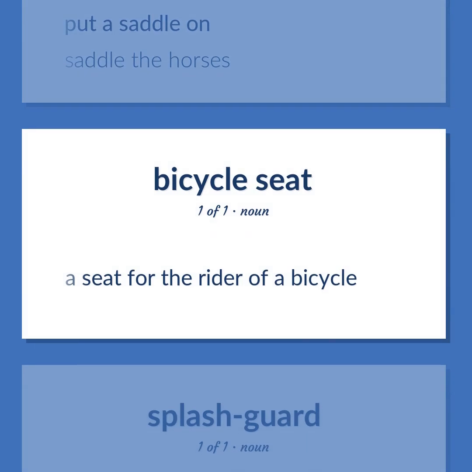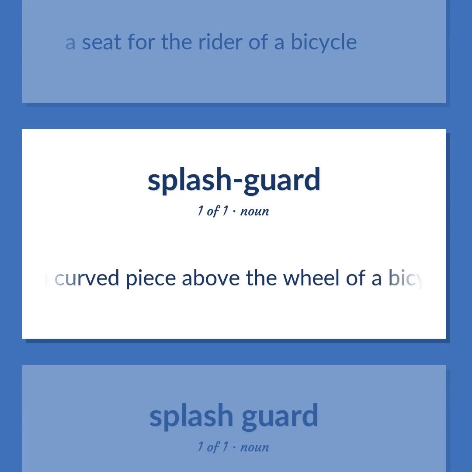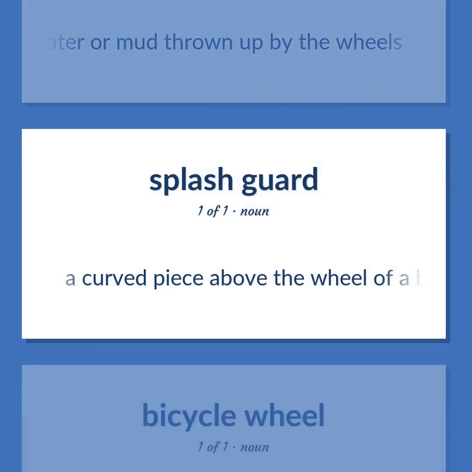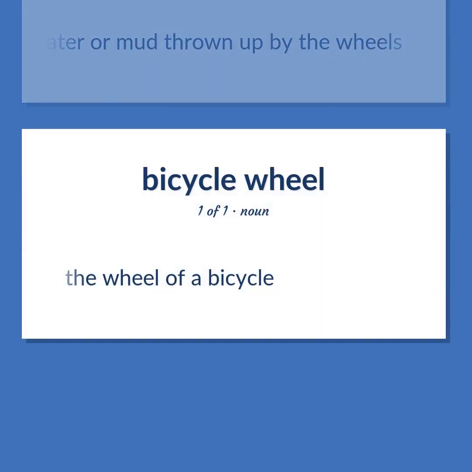A seat for the rider of a bicycle. A curved piece above the wheel of a bicycle or motorcycle to protect the rider from water or mud thrown up by the wheels. The wheel of a bicycle.